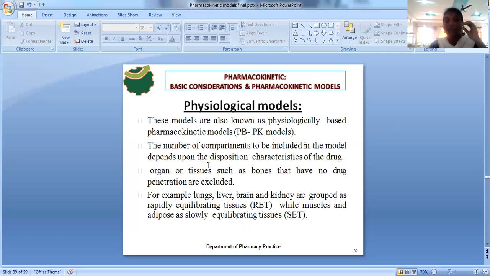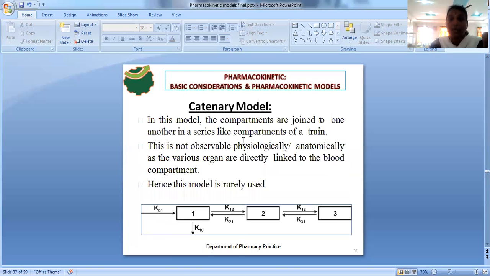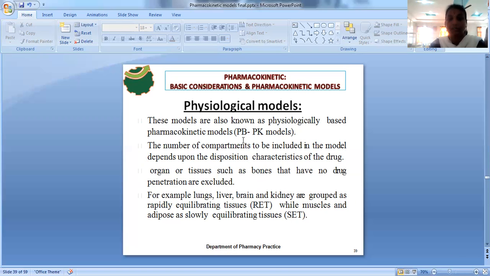Here, depending upon the compartments involved in the distribution, you can say this is one compartment, two compartment, like that. But how many compartments are involved in a particular pharmacokinetic model depends completely upon the disposition characteristics of that drug. Sometimes the drug will only follow absorption and then elimination, and sometimes it will undergo all the kinetic processes.